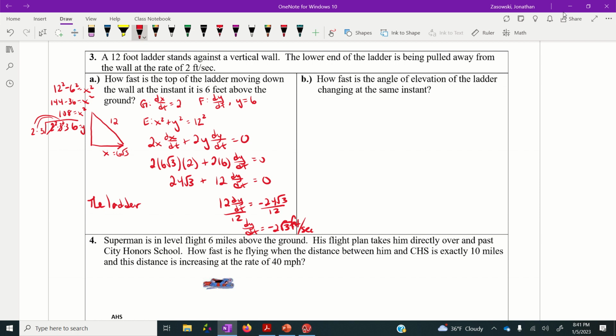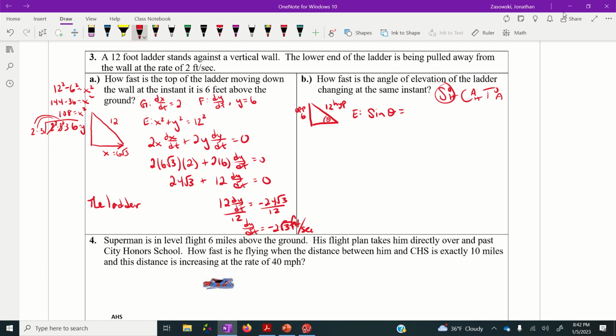Okay, how fast is the angle of elevation changing at the same instant? Now remember, we have our triangle, okay? We have this is 12 and this is 6. So this angle of elevation is right here. That's where theta is. So we have the opposite leg and the hypotenuse. So remember our SOHCAHTOA, we're going to pick our opposite and hypotenuse. We're going to do our sine function. So our equation is the sine of theta is equal to the opposite.